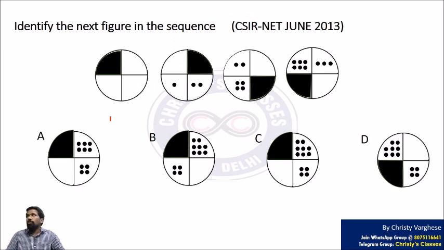This is the next question, June 2013 NET exam problem. All of you try it. Unlike all other previous symbol sequence problems, this question has a small difference. All of you can understand that difference from the picture itself, I think.